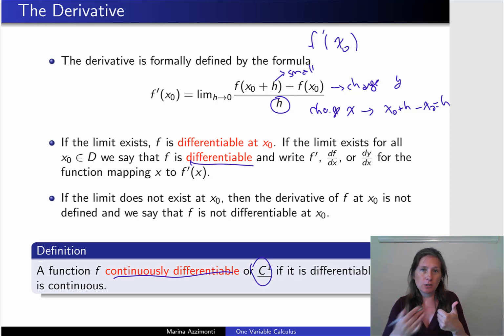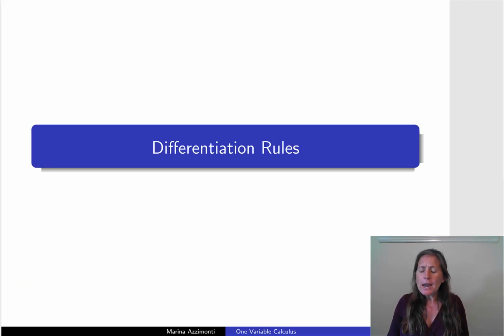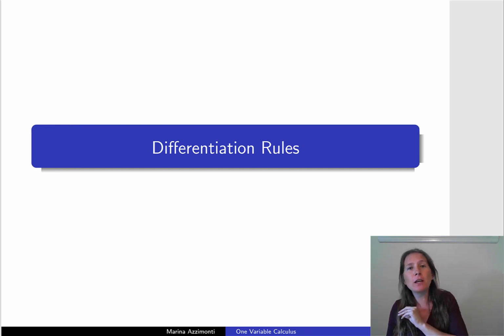First, it's going to be differentiable. Second, the derivative is going to be a continuous function itself. It's not going to have jumps. Now, there are some functions that are differentiable at some points, but not all, and those are not going to be continuously differentiable.